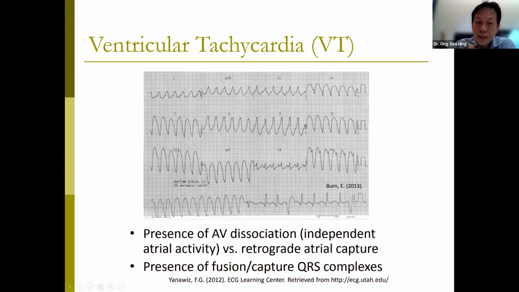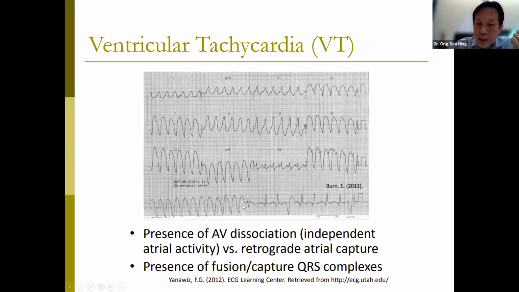Moving on to ventricular tachycardia. I think I got this slide in the wrong place, sorry. Let's look at this anyway. So this one, most of us can tell, is a broad complex tachycardia. And how do you tell whether it's a ventricular tachycardia? You look for AV dissociation, atrioventricular dissociation.